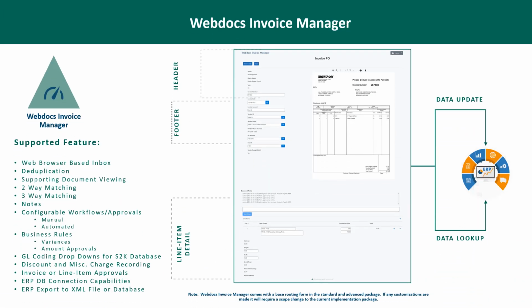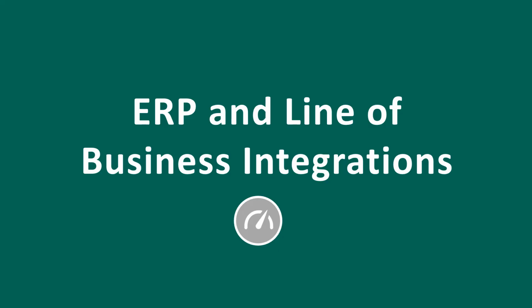So supported features like deduplication, two and three-way matching, business rules, variances and amounts, and GL coding, and different ways we can do routing from drop-down boxes and automatic configurations and stuff like that, or selections. So there's lots of different things that we can do inside of the application to be able to configure it to work with your process, but also work with your ERP system. That is a true piece to there.